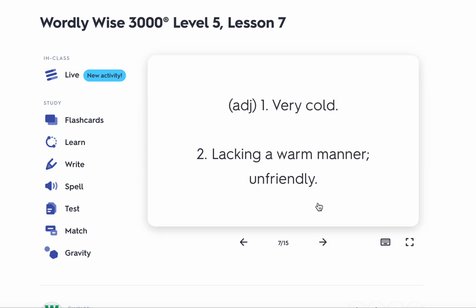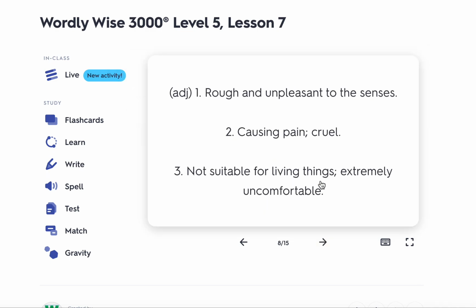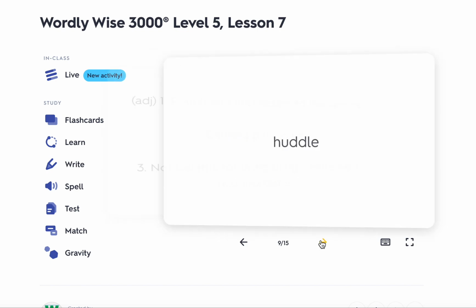Frigid, meaning very cold. Unfortunately, we're starting to get closer and closer to that time of year where it's going to become frigid in the mornings especially. Frigid could also describe how a person is acting. So if they're acting unfriendly towards you, you might say that they're acting very frigid. Harsh, meaning rough and unpleasant, not suitable for living. The desert may be described as harsh. How a person is acting could be described as harsh if they're being unpleasant.